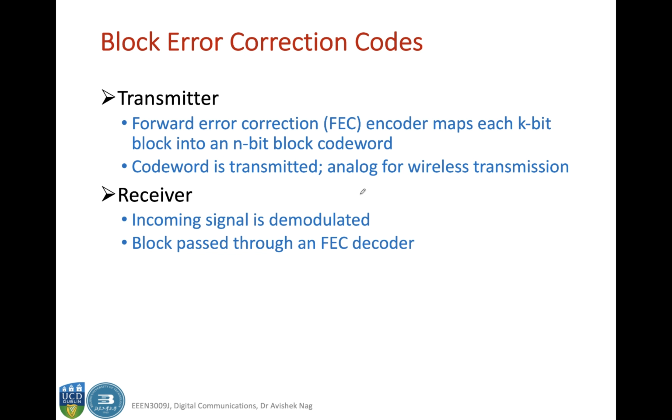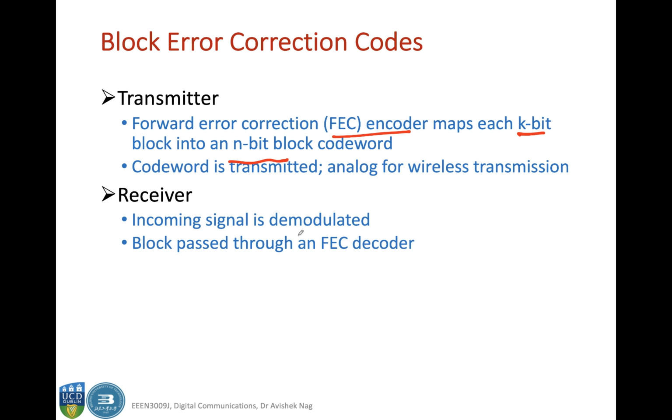So let's move on to block error correction codes. In the transmitter, the forward error correction encoder maps each k-bit block into an n-bit block code word. Okay, so here things are a little different. It's not just appending the n minus k bits at the end to make it a total of n bits. Here the k-bit block is mapped into an n-bit block code word using a forward error correction encoder.